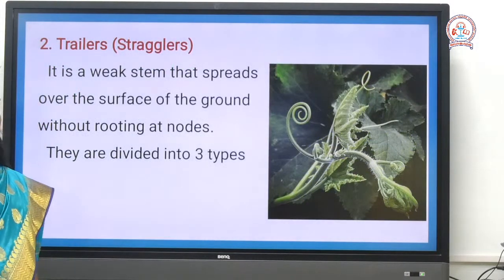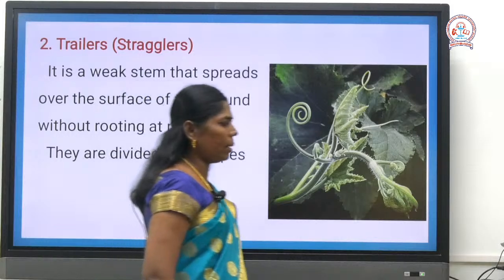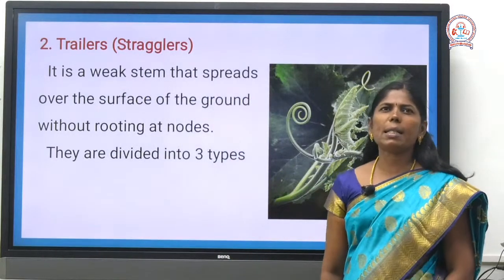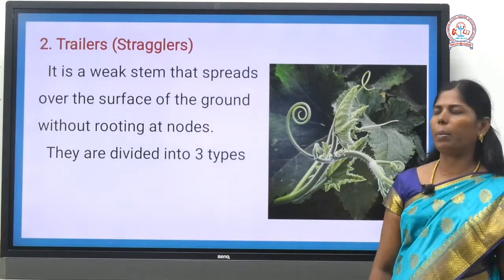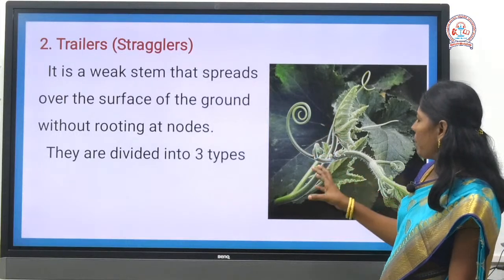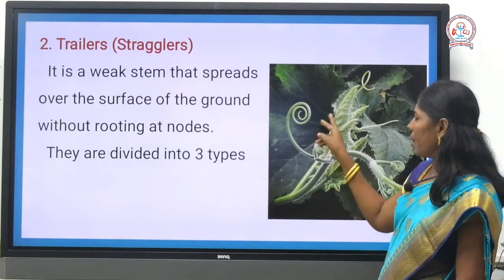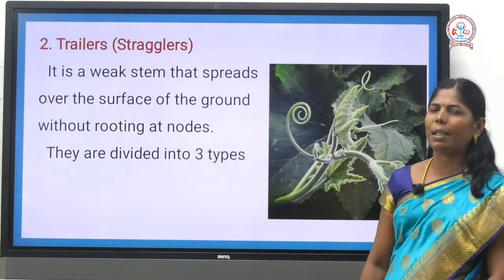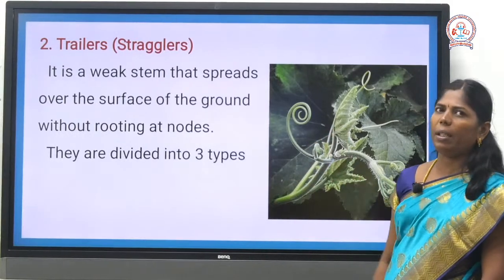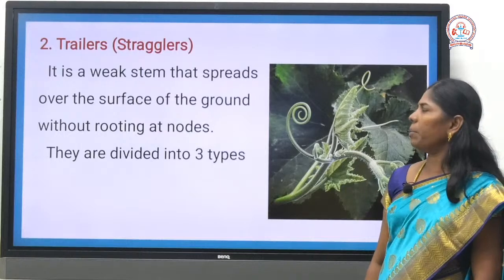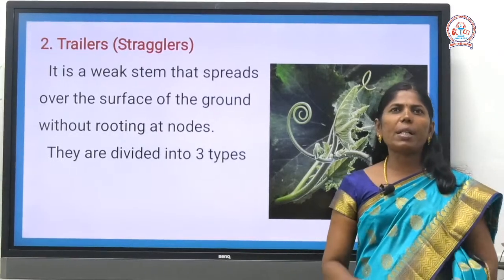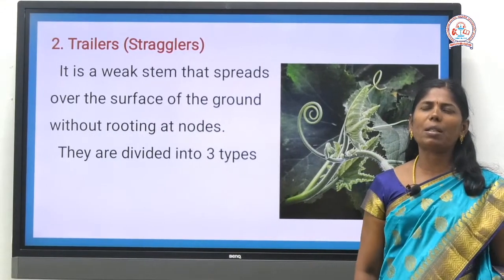The next one is here, Trailers. Trailers are otherwise called stragglers. It is actually a very weak stem. You can see the picture here, the tendrils. The tendrils are very soft in nature. It is a weak stem that spreads over the surface of the ground without rooting at any nodes.